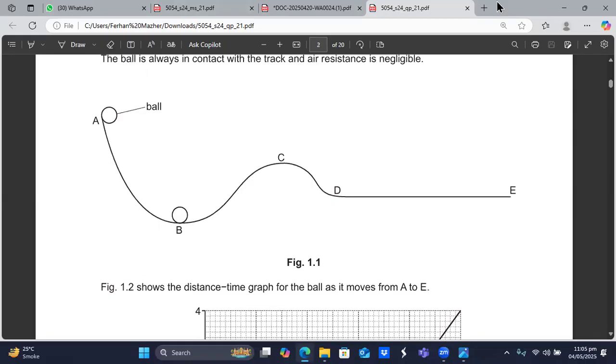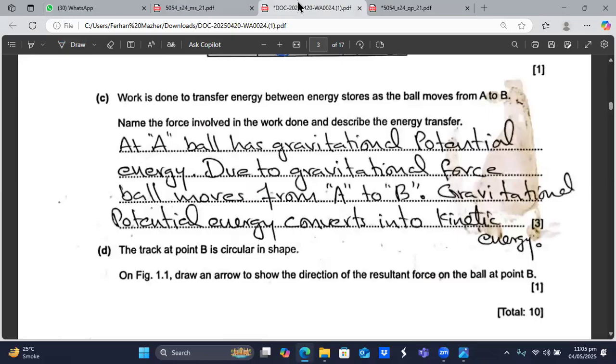So come here. This track is basically circular. It's basically an imaginary circle. This thing is part of an imaginary circle. So whenever a body moves in a circle, the direction of the resultant force is always towards the center. For example, this is the center of that circle. Whenever you move in a circular track, the direction of the resultant force is always towards the center of that circle. So this is how you will show that resultant force.